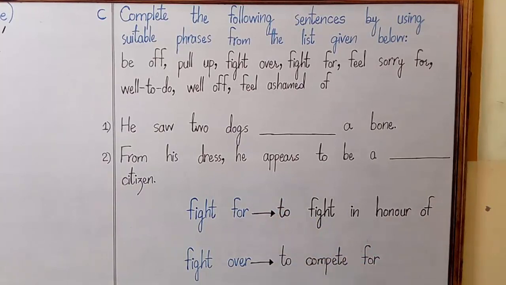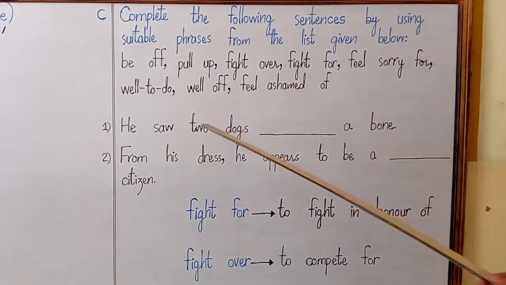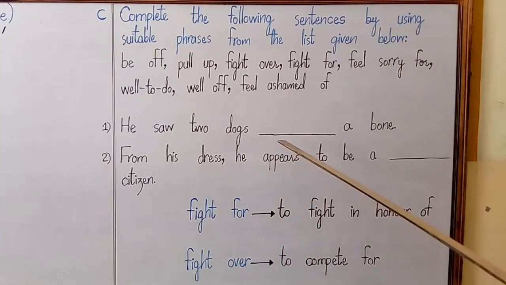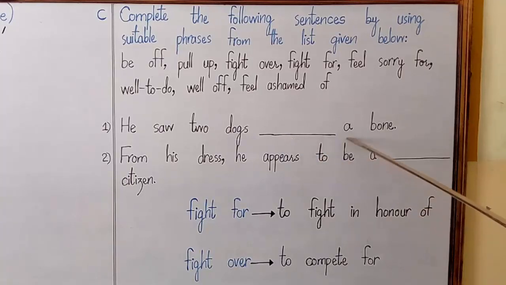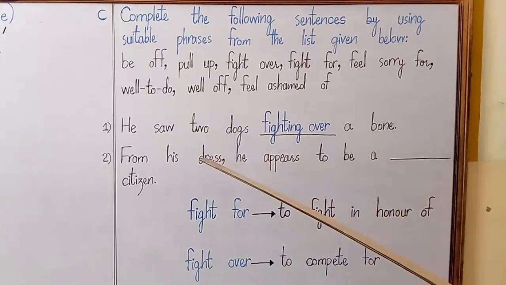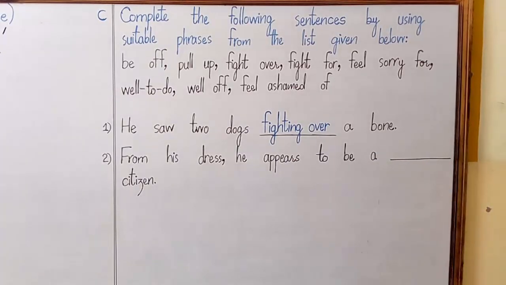Now you can easily understand the difference of these two phrasal verbs, fight for and fight over, and you can decide now which one is more suitable to be put in this blank. He saw two dogs fighting in honor of a bone, or he saw two dogs competing for a bone. Yes, right. The second one, fight over, is more suitable here. He saw two dogs fighting over a bone, which means he saw two dogs competing for a bone. Number two, from his dress, he appears to be a dash citizen.